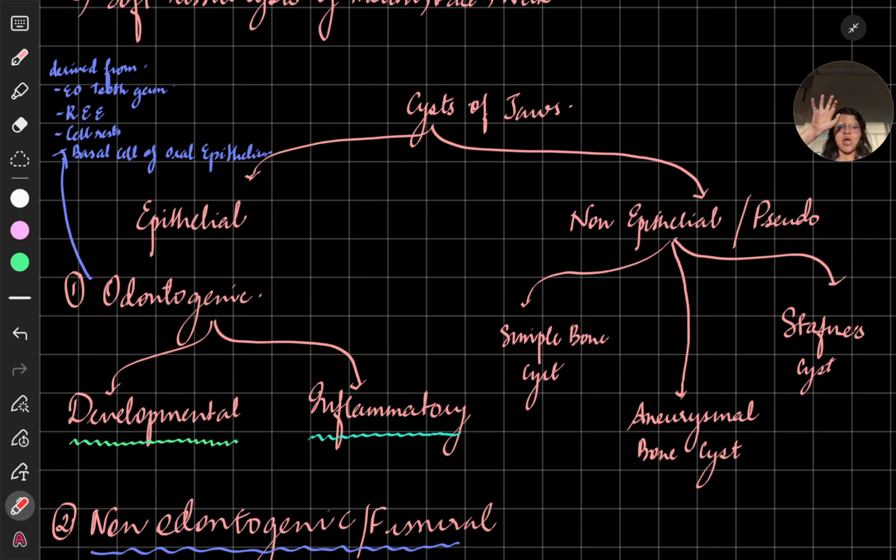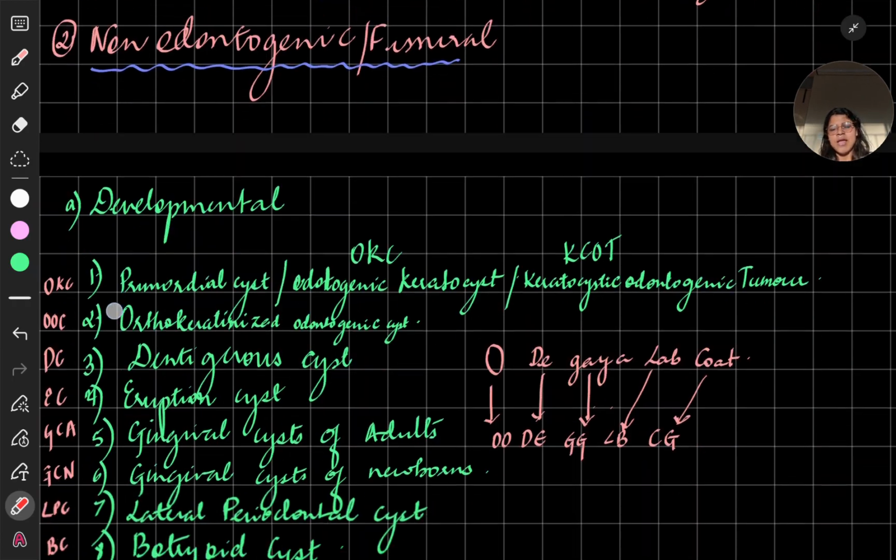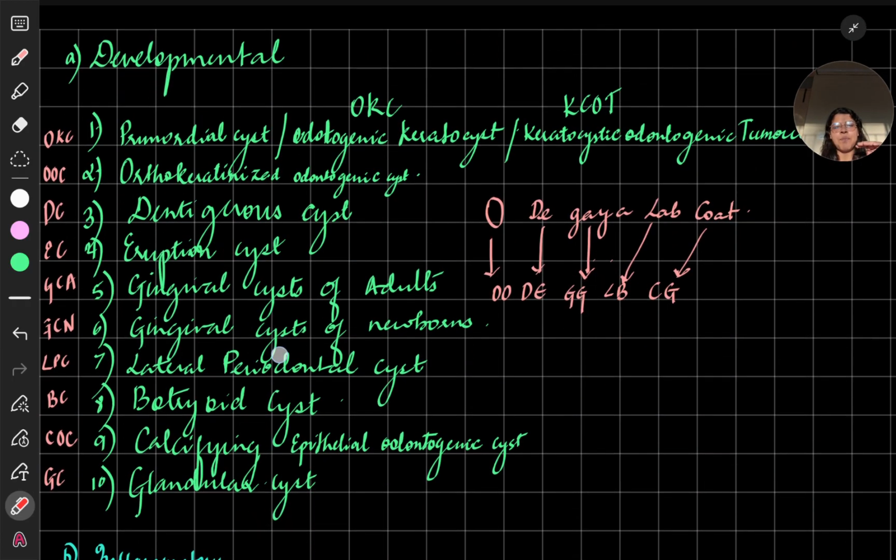Under epithelial, you again have odontogenic, non-odontogenic. Under odontogenic, you again have developmental or inflammatory. And under non-epithelial or pseudo, you will have simple bone cyst, aneurysmal cyst or Stafne cyst. This is Shear's classification. Now we speak about developmental.